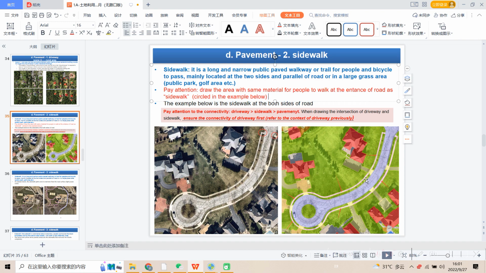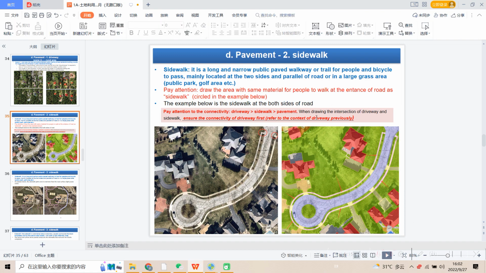All right, so for example, in the circled area below, like this one here, this is the beginning of the sidewalk. It's connecting to the road and drawn all the way to there. So this one, we need to make sure that the driveway and the sidewalk are connected and it's very smooth. The shape is very smooth, and we also need to pay attention to the connectivity, which is that driveway is greater than the sidewalk, and it's greater than the pavement.